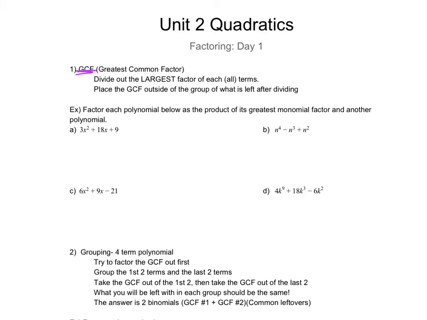So whenever you're factoring out the GCF, it's like you're dividing out the largest factor of all terms. It has to be all of them. And then place the GCF outside of the group of what is left after dividing. So it's essentially the reverse of the distributive property.